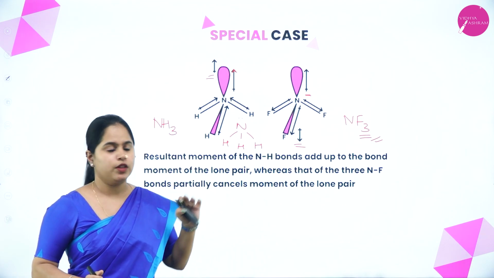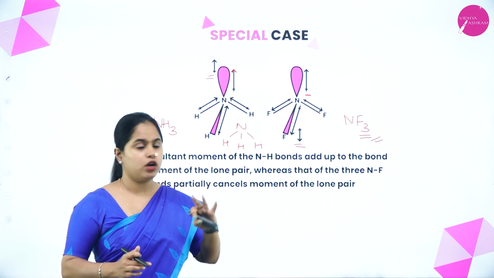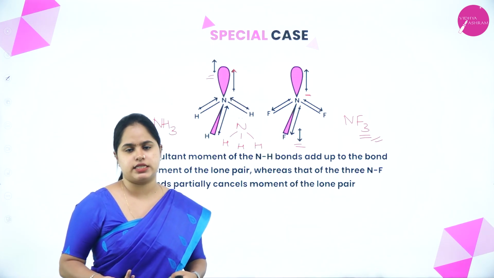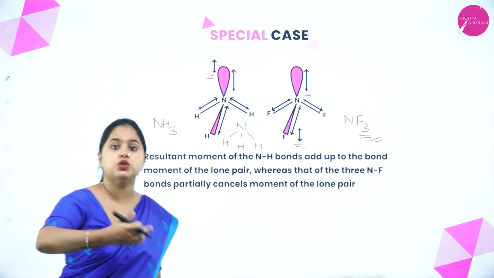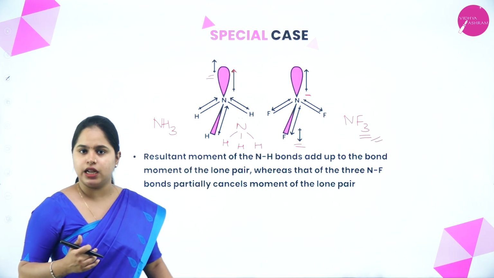One lone pair is there. So it won't cancel out each other, but the value will be decreasing, because one towards top and one towards bottom means yes, it will cancel out each other. So in this case, what happens? The net dipole moment will be less, because it is getting cancelled out each other.